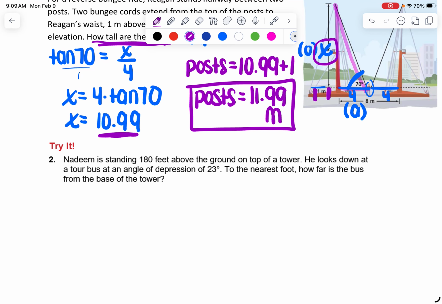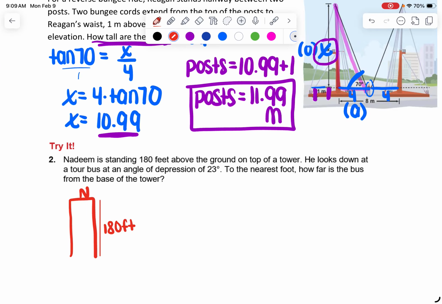It says Nadim is standing 180 feet above the ground on top of a tower. So let's just start by drawing this out. You have this tower here, and Nadim is up here, and it's 180 feet. So in other words, this part right here would be 180 feet.